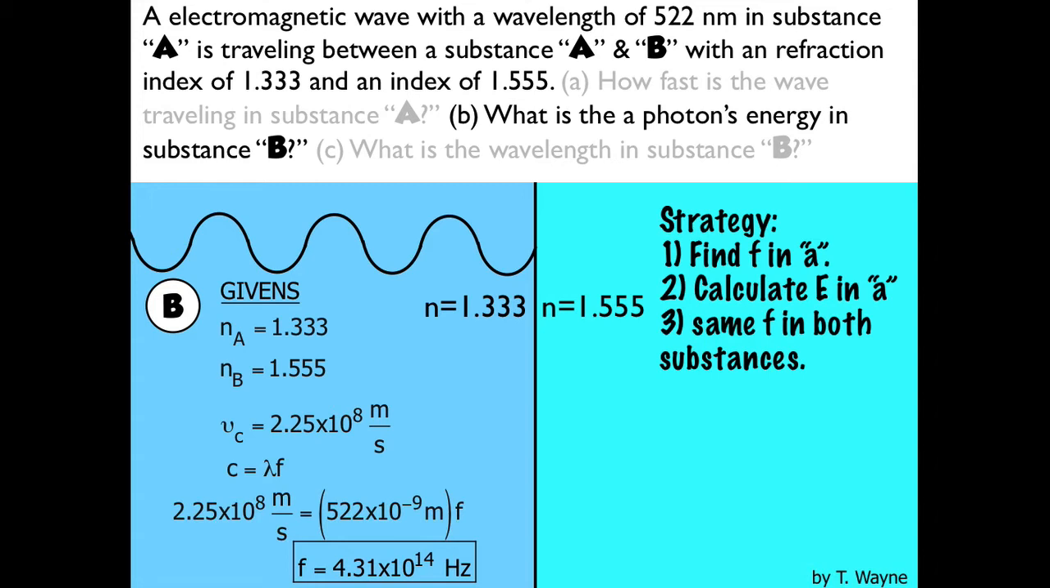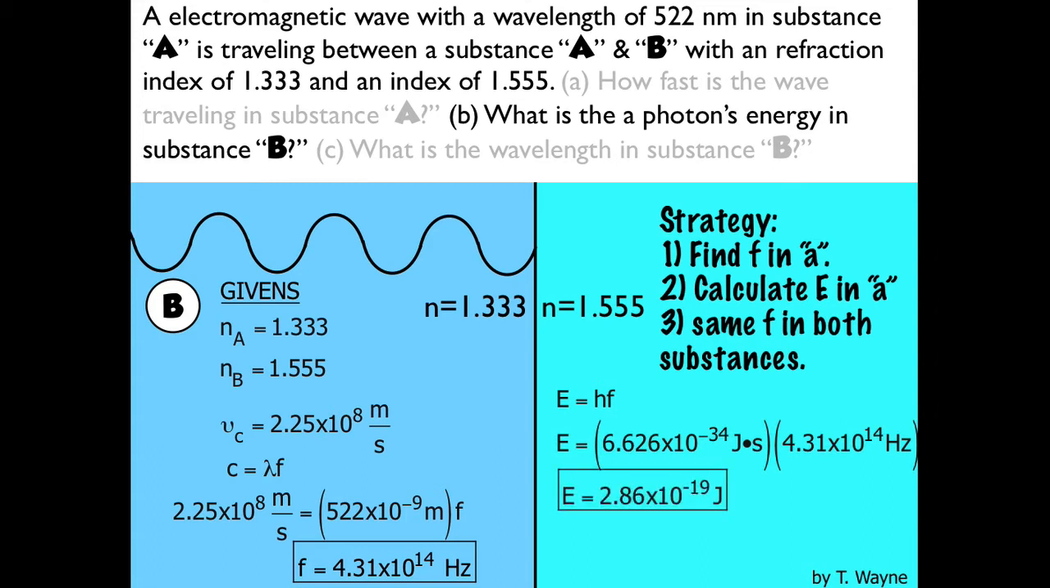I know the frequency for both substances is going to be the same, so I'll use that fact to help me find the energy. Energy is equal to hf. h is Planck's constant, 6.626 times 10 to the negative 34 joule seconds, times the frequency of the light, which is the same for both substances. It doesn't change. And that gives me an energy of 2.86 times 10 to the negative 19 joules. Now, another way to think about this is that energy has to be conserved. It doesn't magically come from anywhere or go anywhere. So if energy is conserved, then the frequency also has to be conserved in this case.